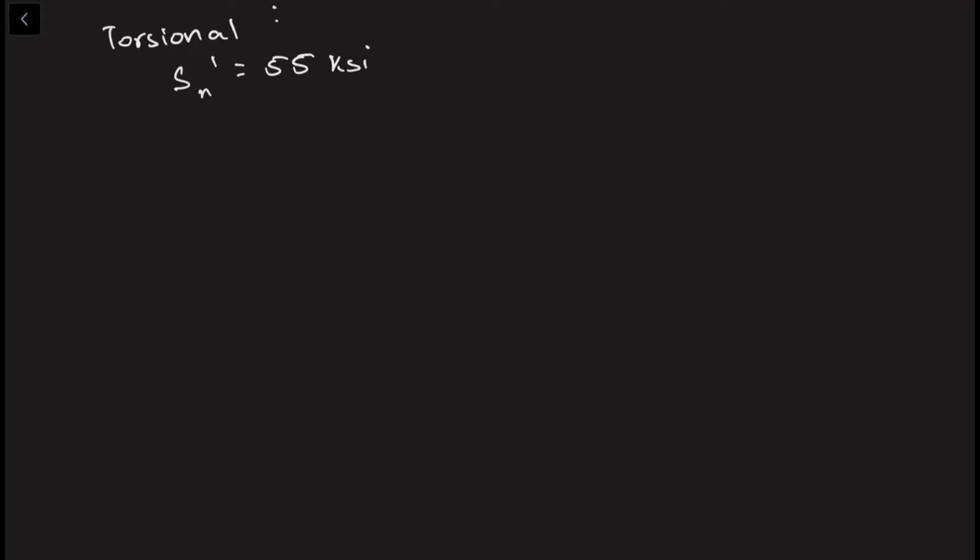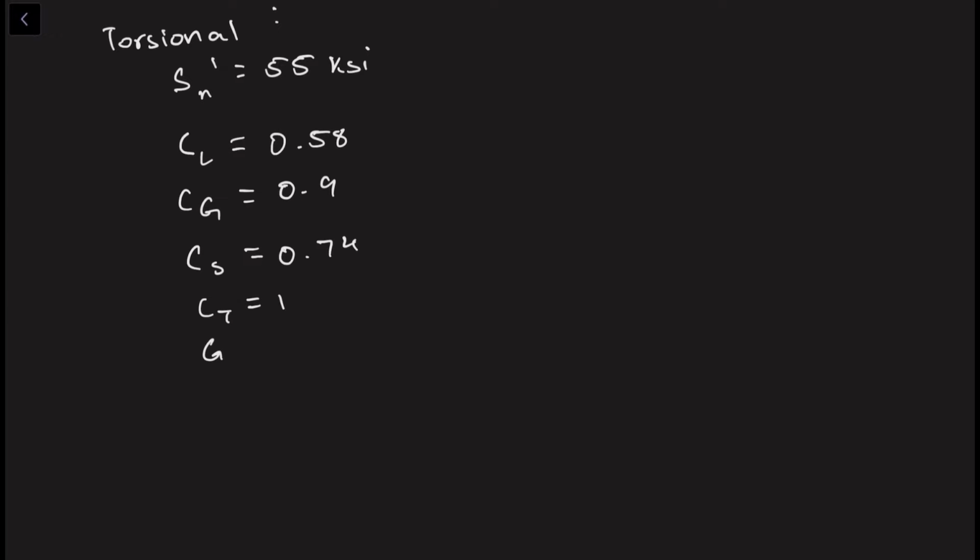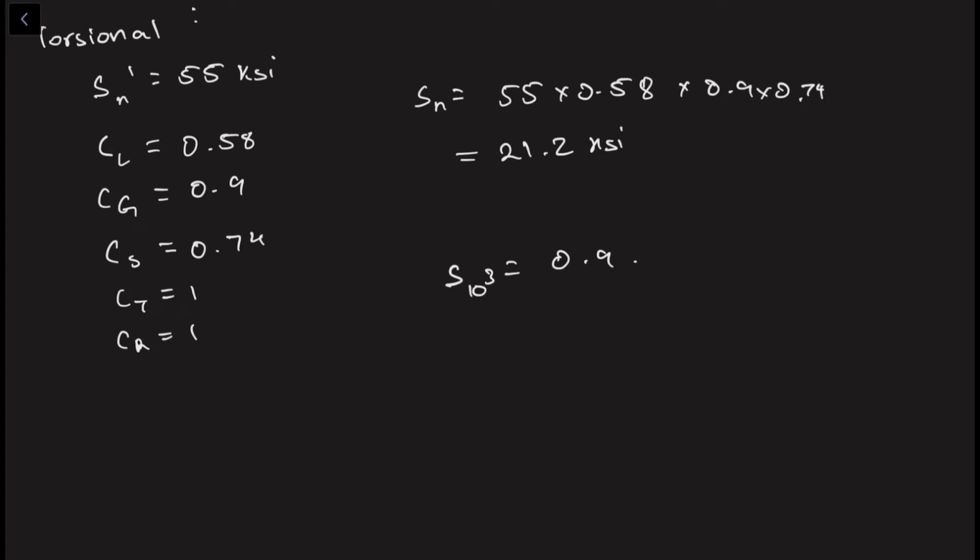Last but not least, there's torsional loading. In this case, CL is equal to 0.58 and CG is equal to 0.9. The Sn value we get from this is 21.2 ksi. The S10^3 of torsional loading is equal to 79.2 ksi.